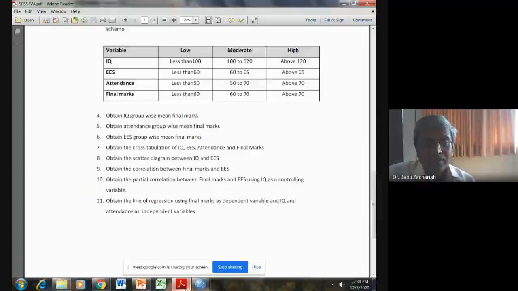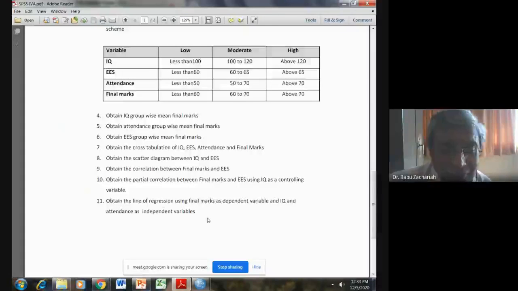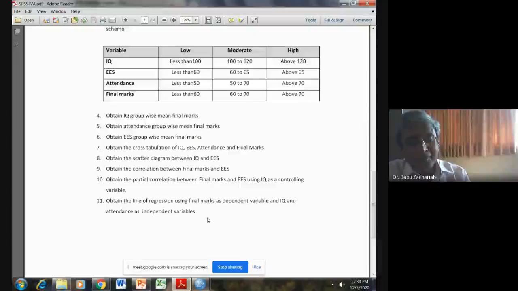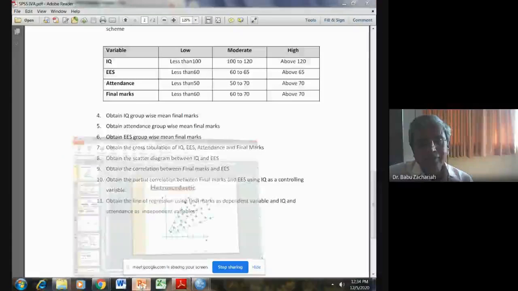The next question, obtain a regression using final marks as dependent variable and IQ and attendance as independent variables. So here actually a multiple regression is asked. Dependent variable, before that let us have a look at regression analysis.